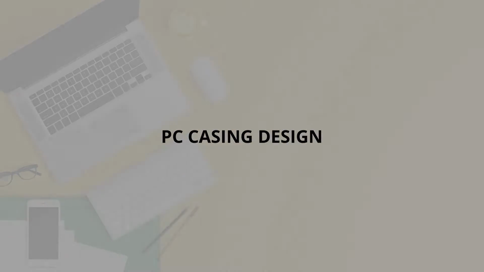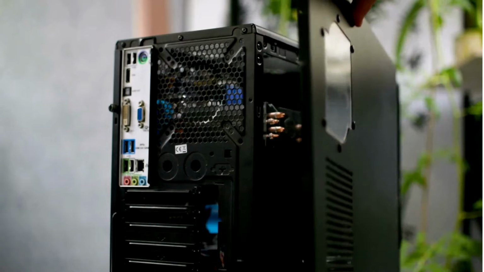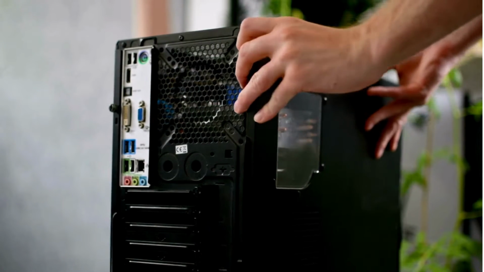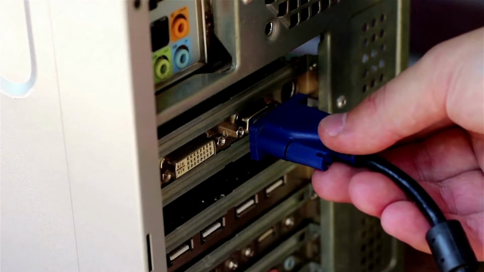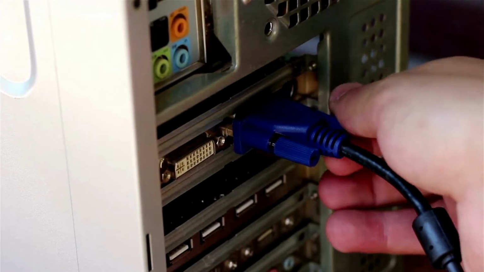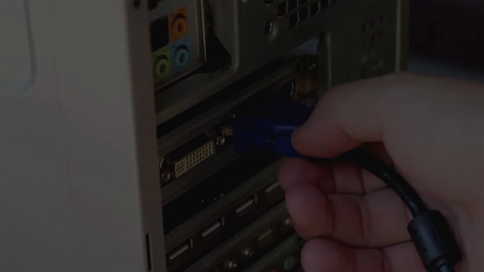PC casing design. The PC case comes in different designs or styles. The 4 common are desktop, mini tower, mid tower, and the full tower. External devices and connections. The monitor is connected to the PC unit via its video cable. Standard monitors use a D-shaped connector with thumb screws to keep this in place.